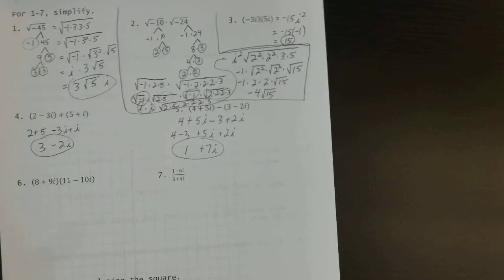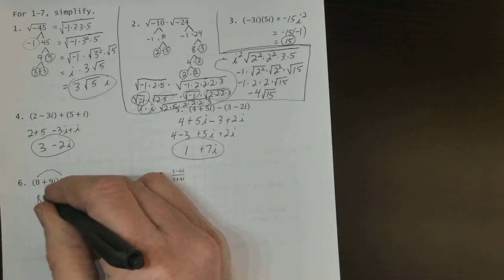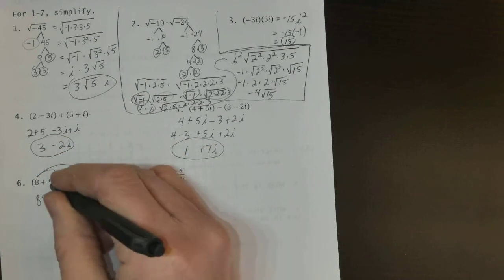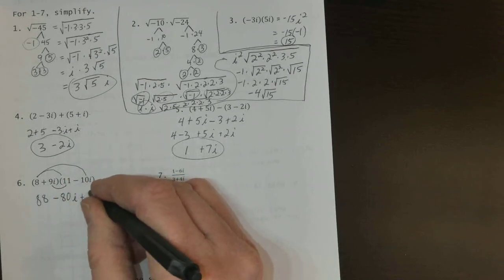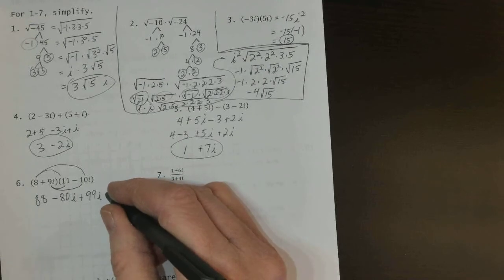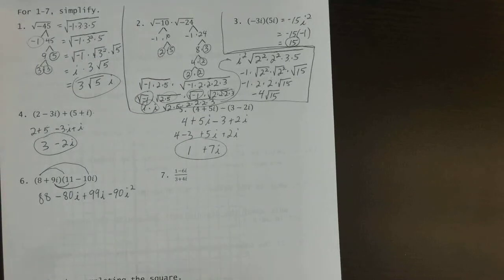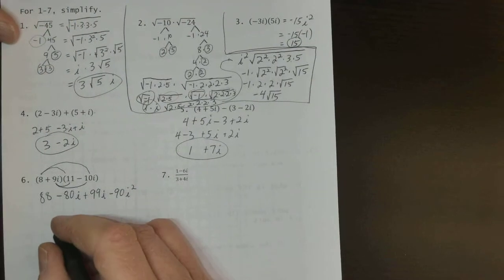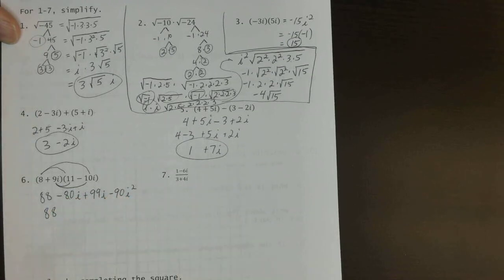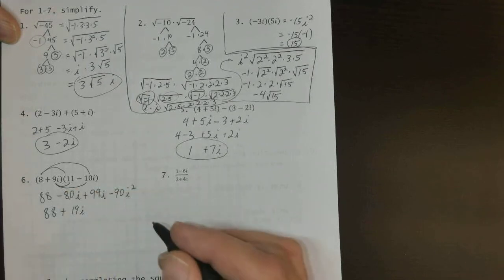Now, 6 is a multiplication problem, so I'm going to multiply. 8 times 11, 88. 8 times negative 10i, negative 80i. 9i times 11, 99i. And 9i times negative 10i is negative 90i squared. All right, well, what do we got here? 88, negative 80i plus 99i is, I think, positive 19i. 99 minus 80 is 19.